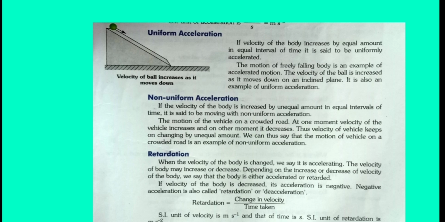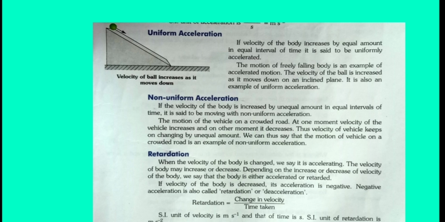Now we will also see what is meant by retardation. When the velocity of the body is changed, we say that it is accelerating. The velocity may increase or decrease. Depending on the increase or decrease of the velocity of a body, we say either the object is accelerating or it is retarding. So if the velocity of the body decreases with time, then we call it retardation.